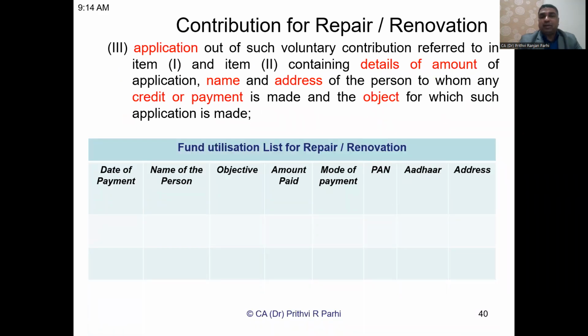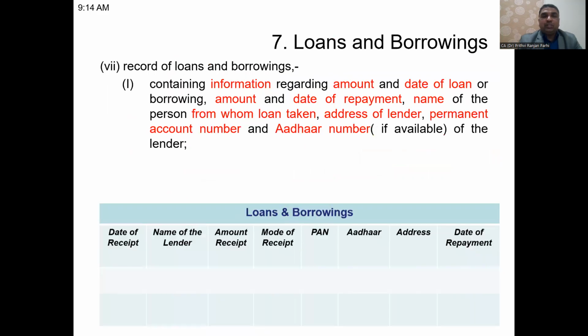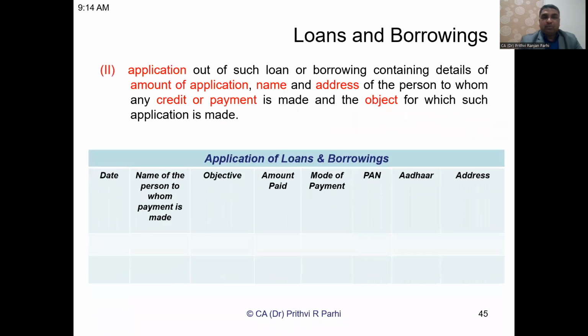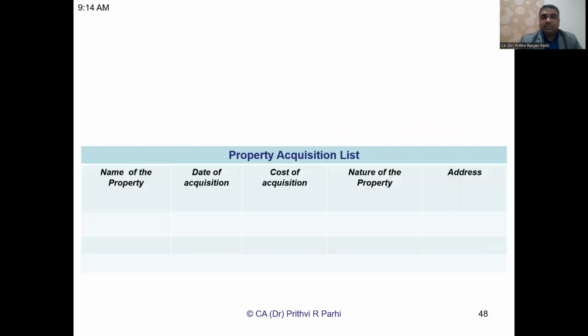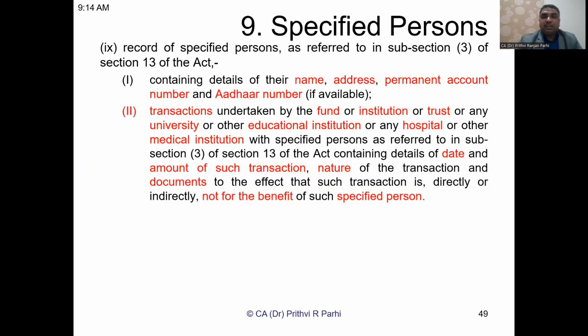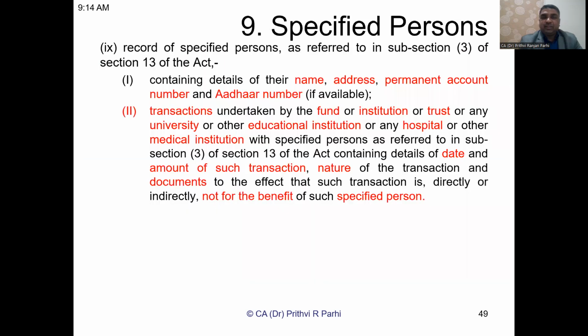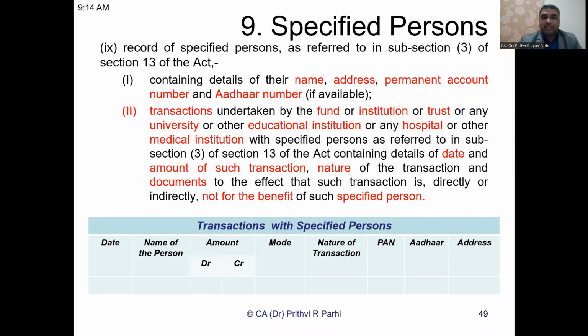Fund unutilization list for repair and renovation: if some fund is unutilized, the record can be kept in this format. Loans and borrowings, details can be maintained in this format. One can read the provisions of the notification and design the format. Application of loans and borrowings, the record can be maintained in this format. Then property acquisition list, property replacement list, records can be kept in this format. Transactions with specified persons, records can be kept in this format. All these formats will be useful. You can pause the screen and note down these formats.